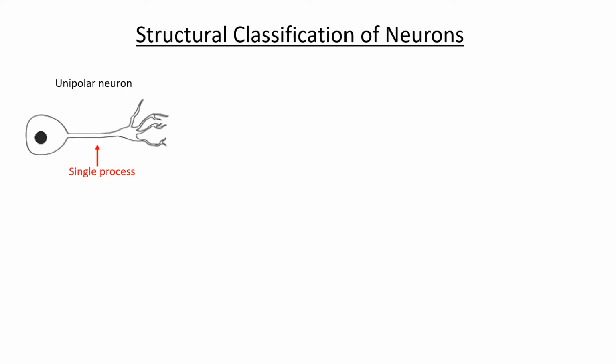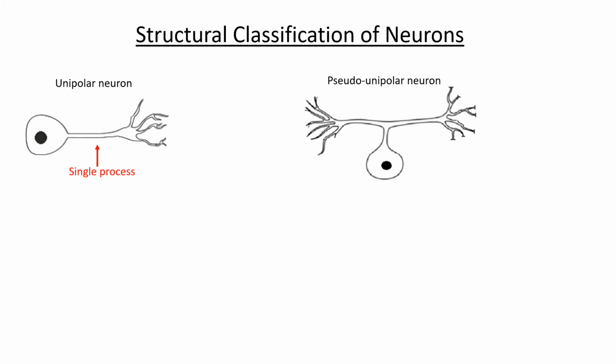Neurons can be classified by many different criteria. One way to classify them is by the number of processes attached to the cell body. Unipolar neurons have one process emerging from the cell body. True unipolar neurons are only found in invertebrates, so the ones in humans are more appropriately called pseudo-unipolar neurons. Pseudo-unipolar neurons do not have separate dendrites.